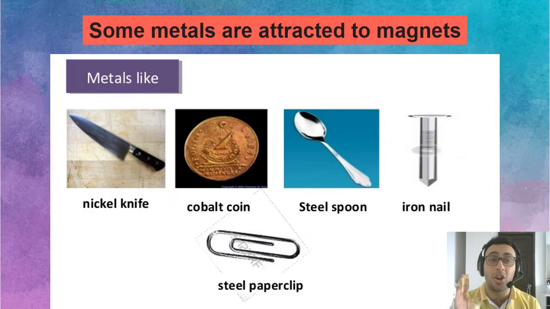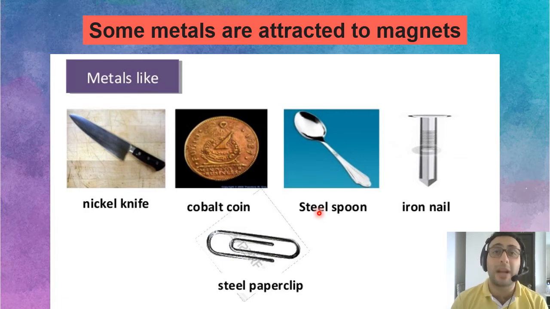But again, not all metals. These metals, such as nickel, for example, a nickel knife, will get attracted to magnets. Or a cobalt coin. A coin made of cobalt will also get attracted to a magnet. Or a spoon made of steel. Steel is a type of metal. It will also get attracted to a magnet. Iron nail. Now an iron nail will also get attracted to magnet. Steel paperclip. Oh, it's also a steel, just like the spoon. So it will also get attracted.